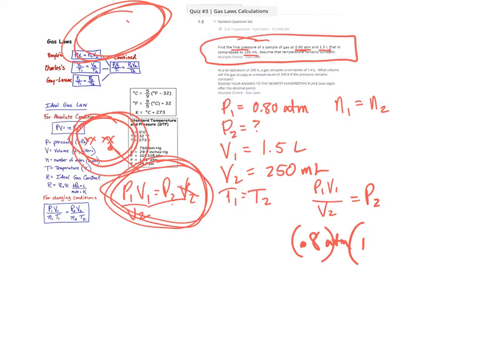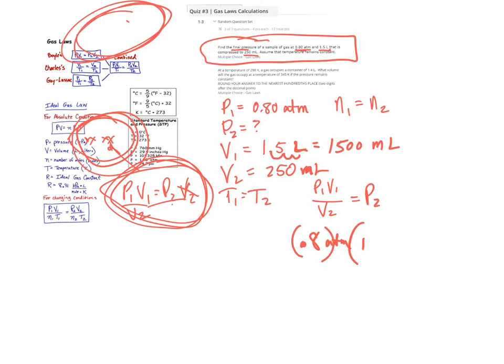Our V's are in different units. That's not good. They have to be in the same unit. Now, the question is, well, what unit should they be in? Doesn't matter. They can be both liters or both milliliters. Won't matter. They just have to be in the same unit. So if I go from liters to milliliters, that's moving the decimal 1, 2, 3. Hopefully we remember this from ninth grade. I can convert this into milliliters.